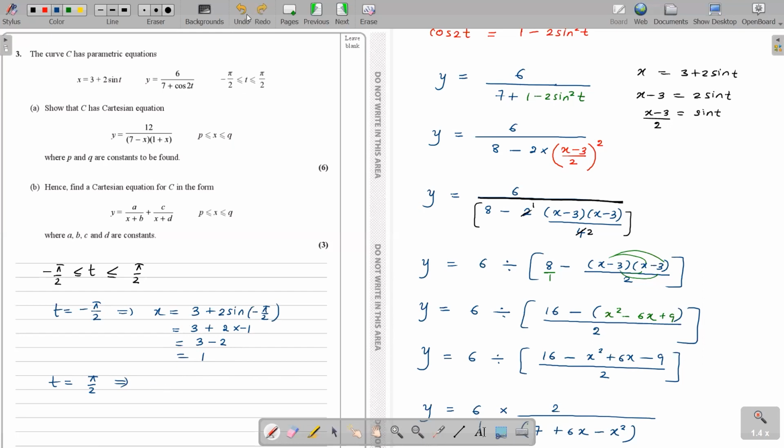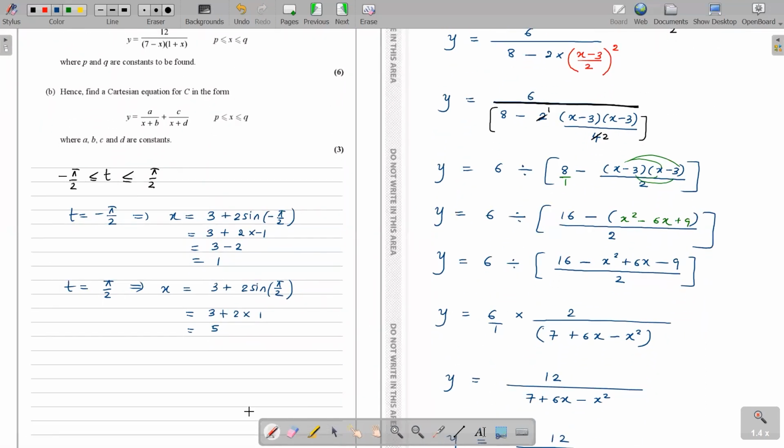x equals 3 plus 2 sine pi over 2. 3 plus 2 times sine pi over 2, which is 1. So 3 plus 2 is 5. So then what are your P and Q values? P is the lower value, right? P is 1 and Q is equal to 5. Okay, do you understand?